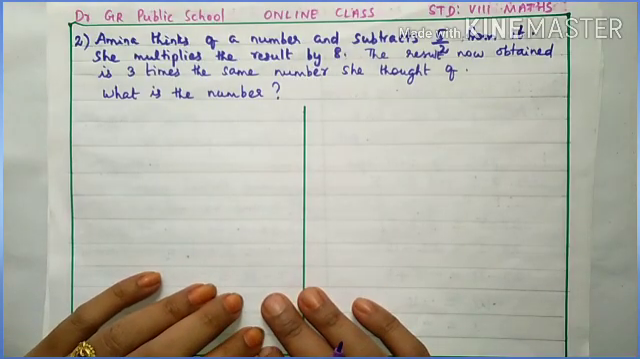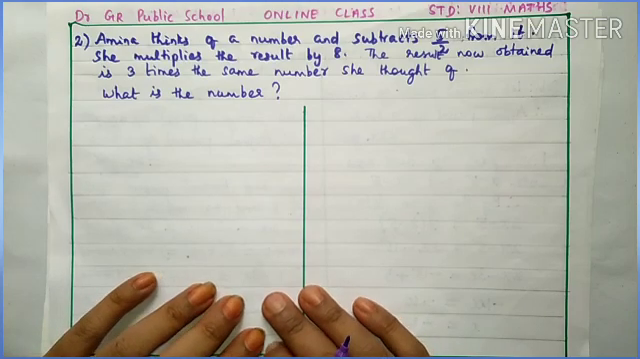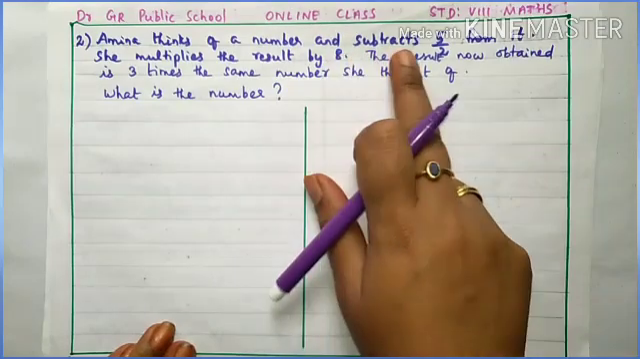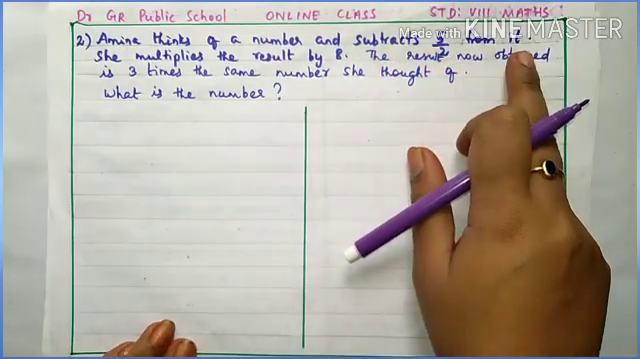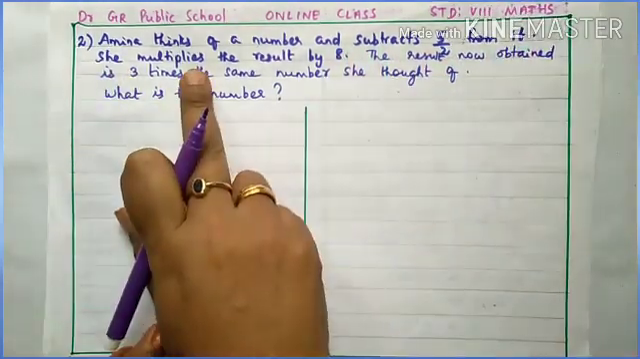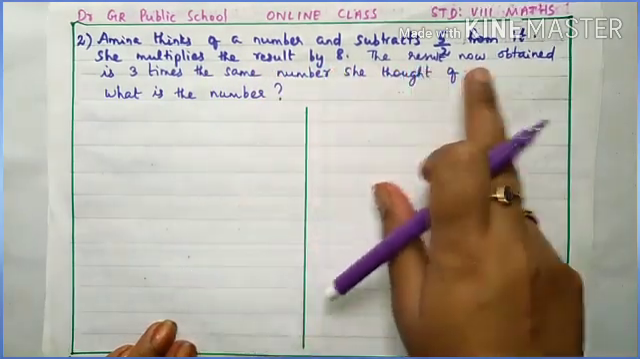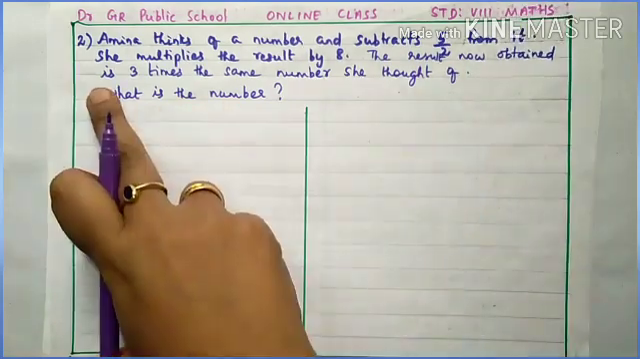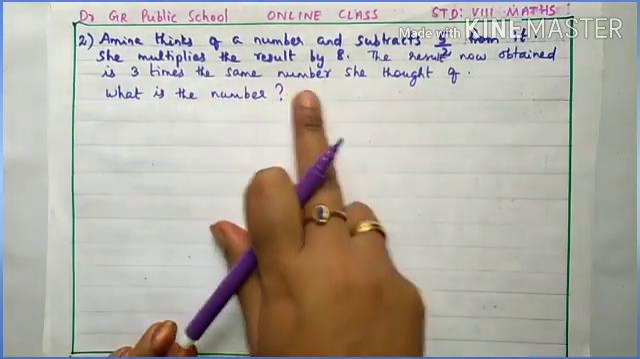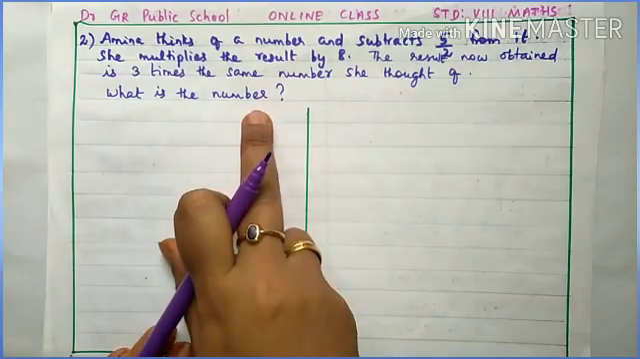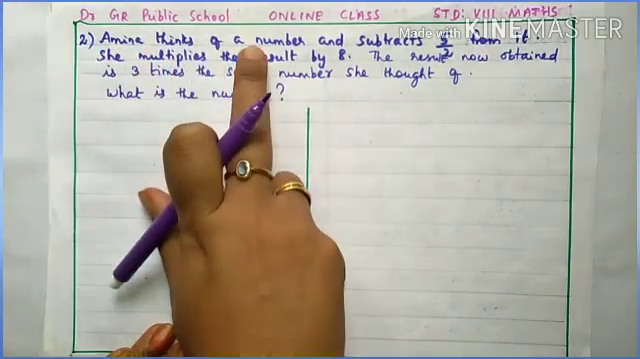Yes, now children, this is your second question. Amina thinks of a number and subtracts 5 by 2 from it. She multiplies the result by 8. The result now obtained is 3 times the same number she thought of. What is the number?